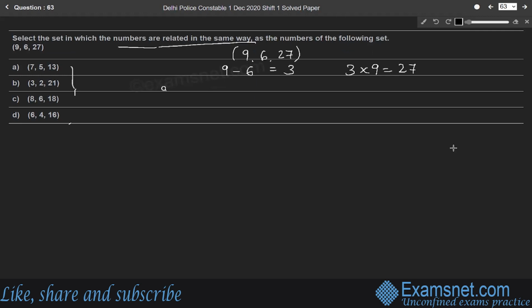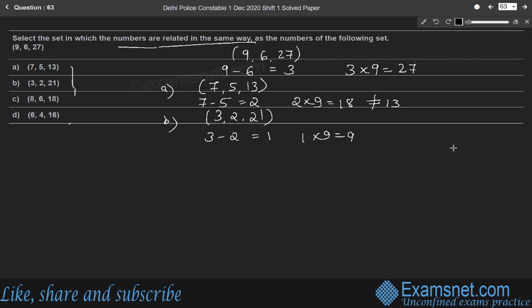Therefore, let us check with option A, 7, 5, 13, where the first number 7 minus the second number is 2. So 2 into 9 is equal to 18, which is not equal to the third number 13. So check with option B, 3, 2, 21, where the first number 3 minus 2 is 1, and 1 into 9 is 9, which is not equal to the third number.